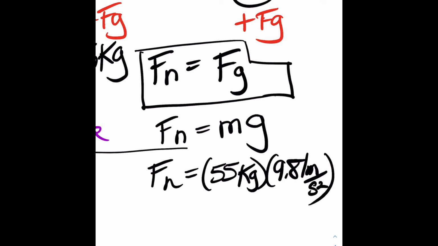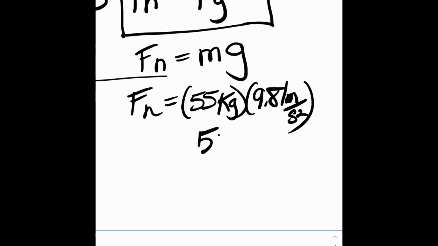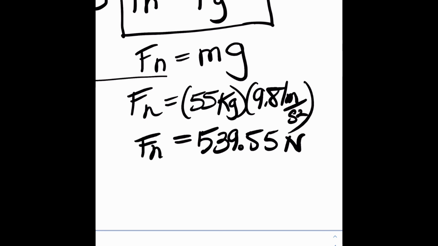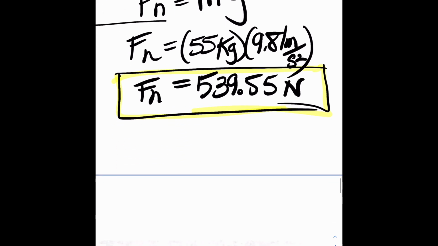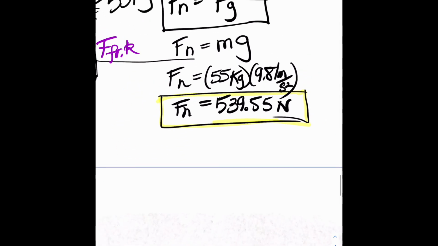And we saw that force gravity was equal to 539.55 newtons. And so therefore force normal is equal to 539.55 newtons. All right. So there we have it. That's the answer to number 4, B.